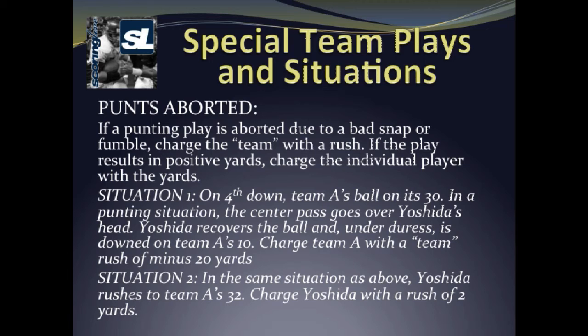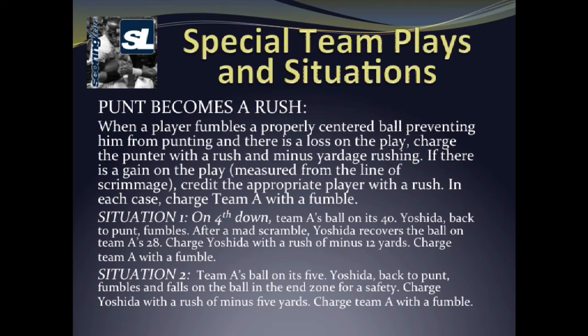Yoshida back to punt, fumbles a properly centered ball, and recovers the ball on the 28. So he goes from the 40 to the 28. He gets a rush of minus 12 yards. Okay? It's Yoshida's fault in this case, so he gets the minus yards. Again, it's your opinion. You're the statistician. You're going to determine if it was a good snap and he should have gotten it, fumbled it, blame the punter. Okay? Question?